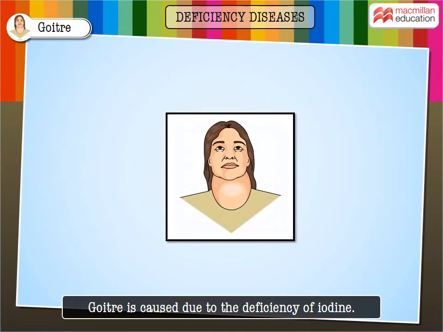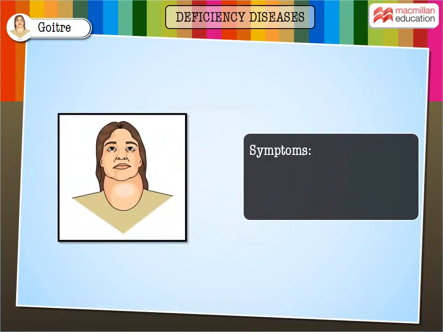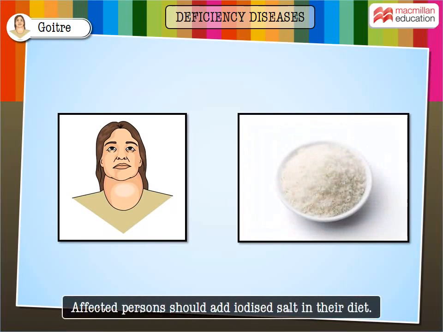Goiter is caused due to the deficiency of iodine. A person suffering from goiter becomes weak and lethargic. In extreme cases, one develops swelling in the neck area. Affected persons should add iodized salt in their diet.